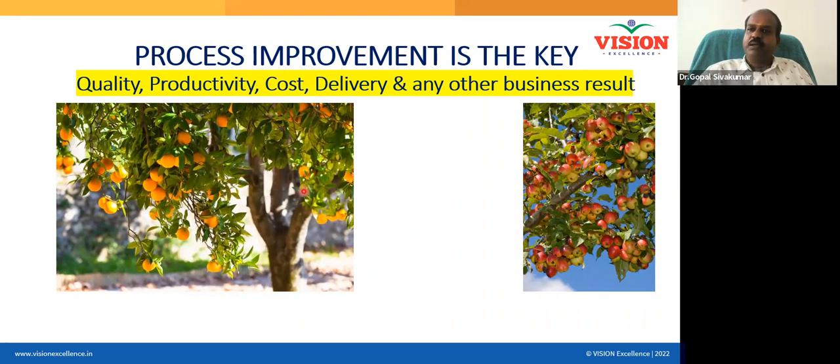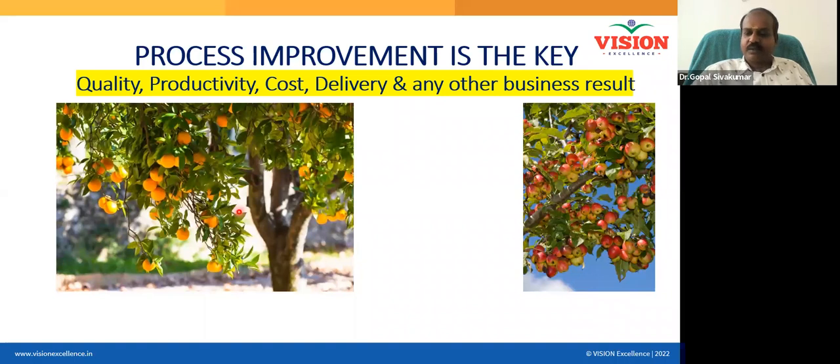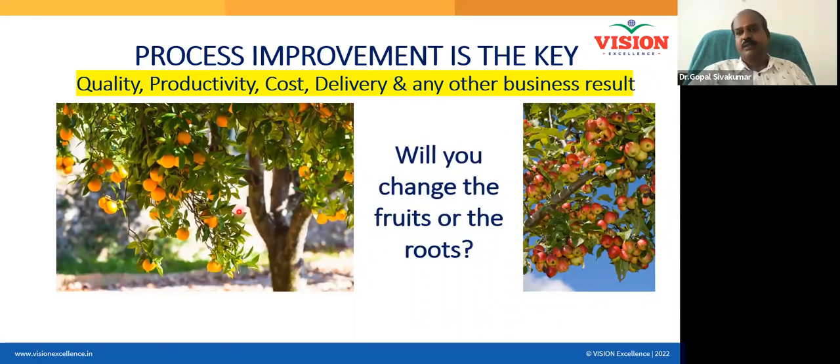Will you be able to produce apple from the same tree? No. An orange tree can only give oranges. If you want to change the fruit, then you must change the root. You grow an apple tree, then only you can produce apple. In the same way, the same process can only give the same result. If your organization needs better results, then better processes are required.